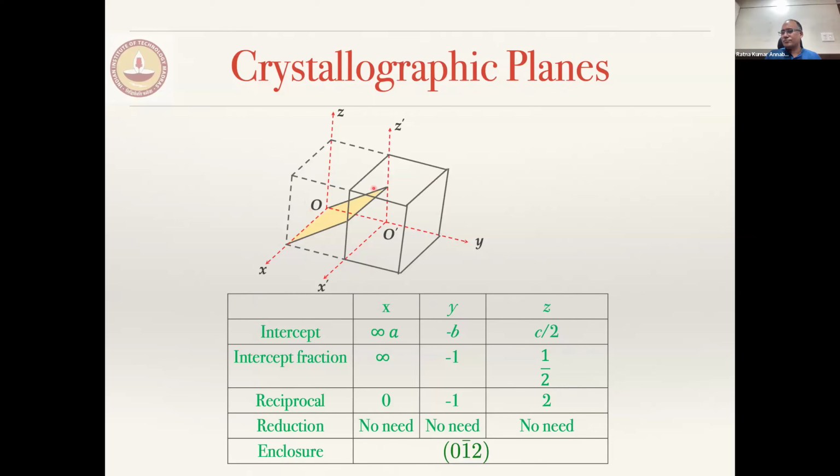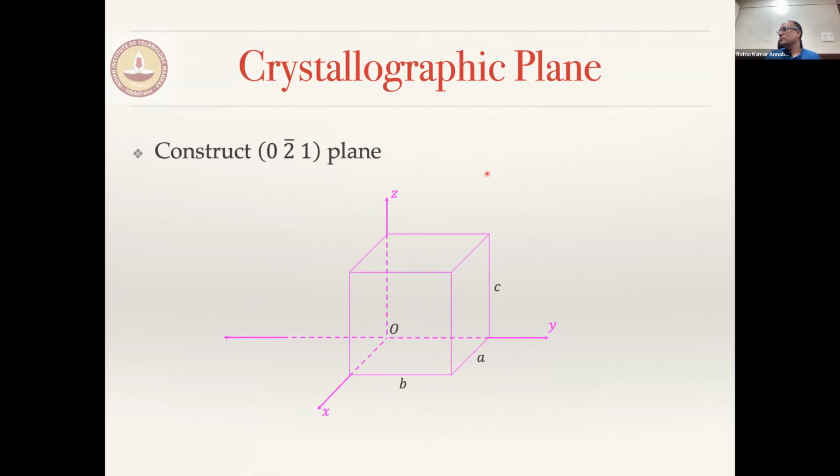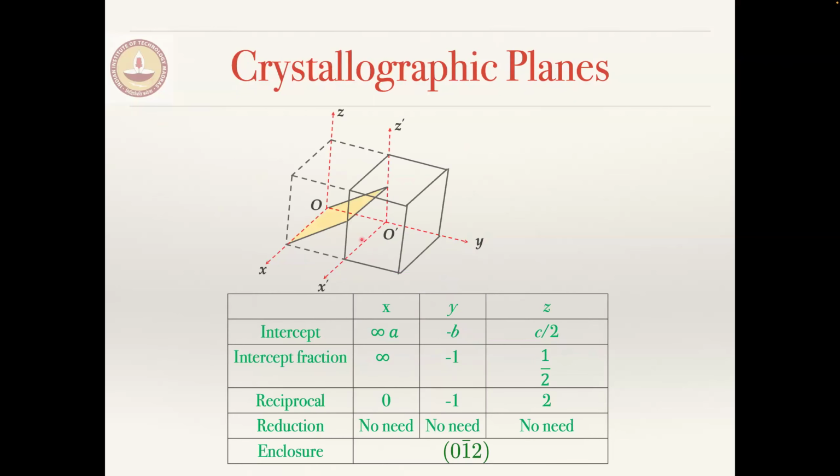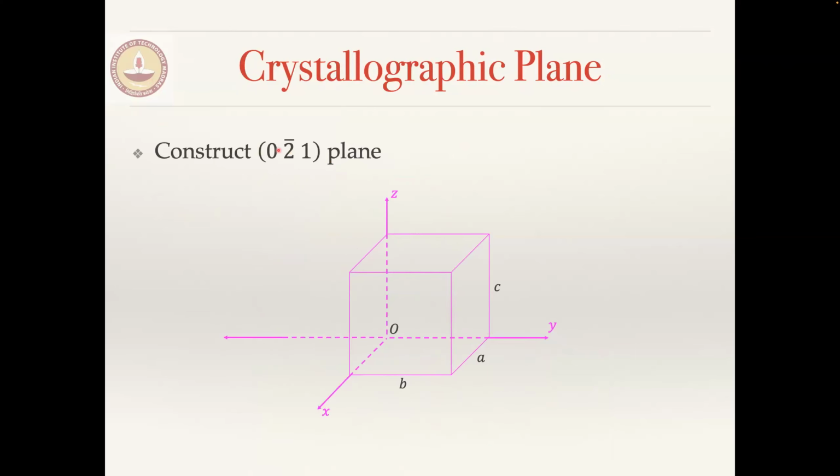Now I would like you to construct this plane, 0, 2 bar, 1. You try on your own. Just look at the steps that we have taken before. You have to go backwards, because this is what you have, 0, 2 bar, 1. If you want to find the intercept, what should you do? You should take the reciprocals. The reciprocals are the intercepts, isn't it?